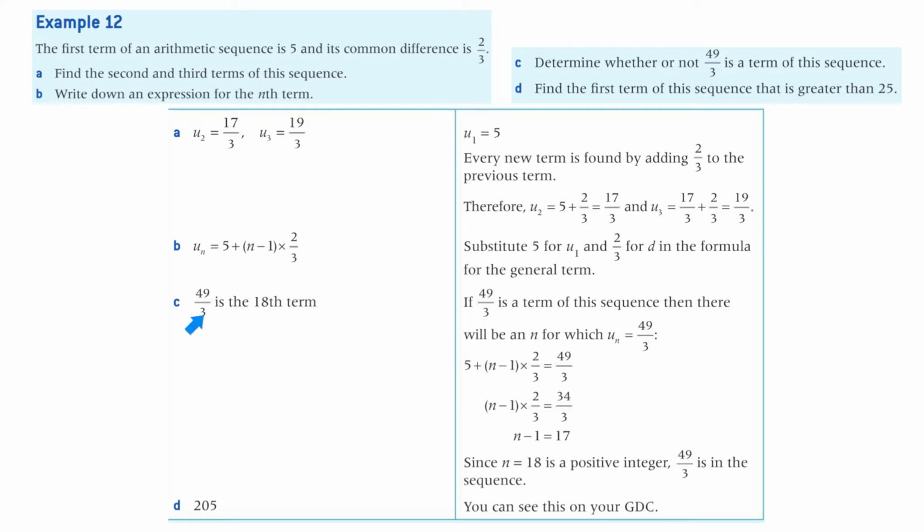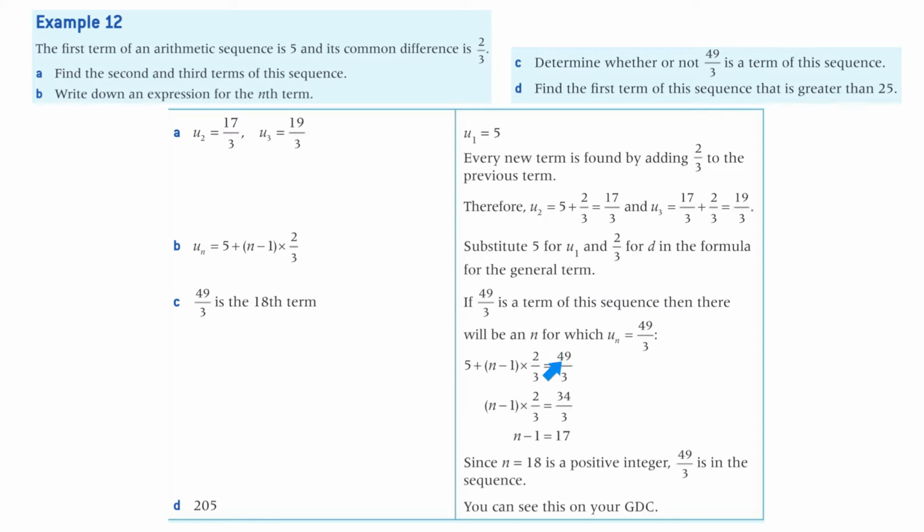C. Determine whether or not 49 on 3 is a term of this sequence. 49 on 3 is the 18th term. If 49 on 3 is a term of this sequence, then there will be an n for which un equals 49 on 3. Now that n would have to be an integer. So we put on the left-hand side here 5 plus n minus 1 times 2 on 3, because that's the first term. We've set up an equation where we have to find the unknown, which is n. Because we know u1, we know d, and they told us, is this a term?